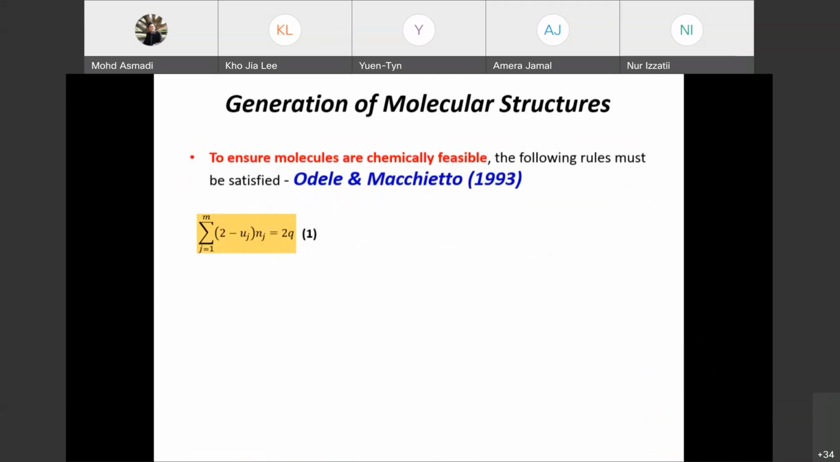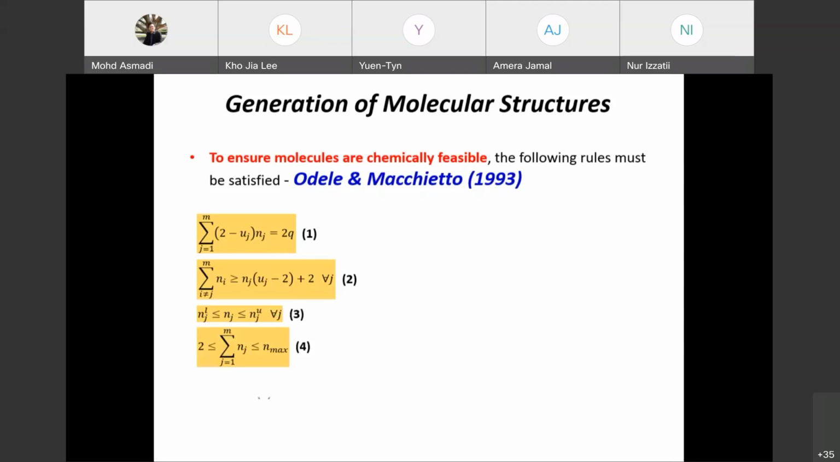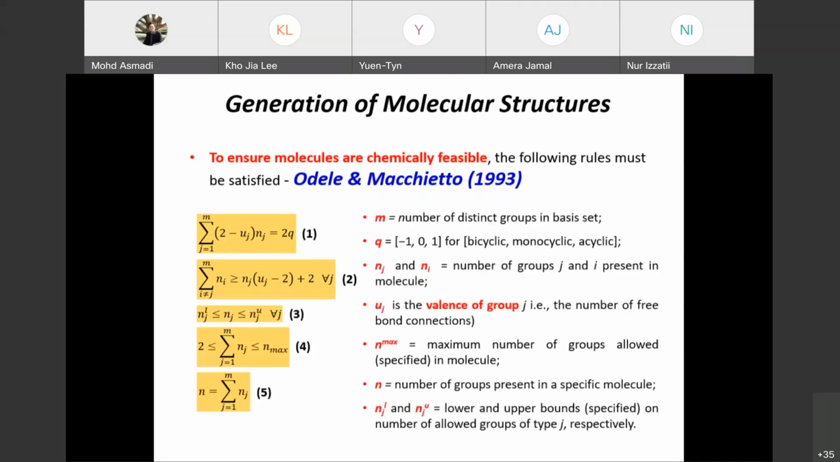Okay. So in order to ensure the molecules are chemically feasible, you should follow the Odele and Macchietto rules. Look here, there are 5 equations that you have to follow based on Odele and Macchietto: equation number 1, 2, 3, 4, and 5. So for the definition of each symbol, M is the number of distinct groups in the basis set.